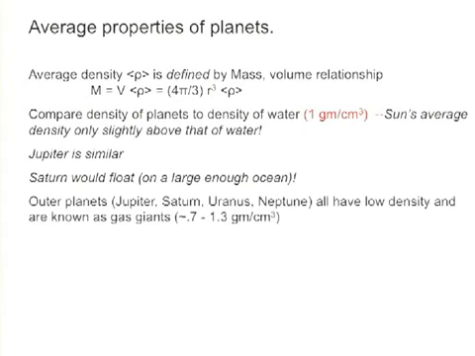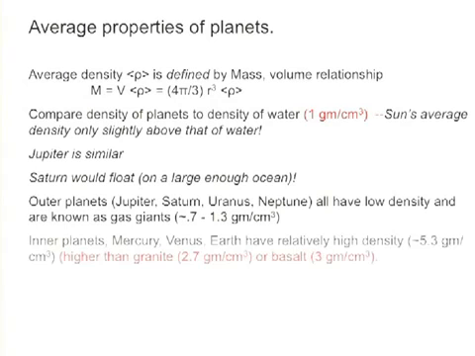The outer planets all have low density, and they're known as gas giants. 0.7 to 1.3 grams per cubic centimeter. But the inner planets, Mercury, Venus, the Earth, have high density. The Earth is 5.3 grams per cubic centimeter. Now, what do we compare that with? For example, solid rock of granite is 2.7 grams per cubic centimeter. The Earth is much heavier than granite. Basalt is 3 grams per cubic centimeter. Now, why is that?